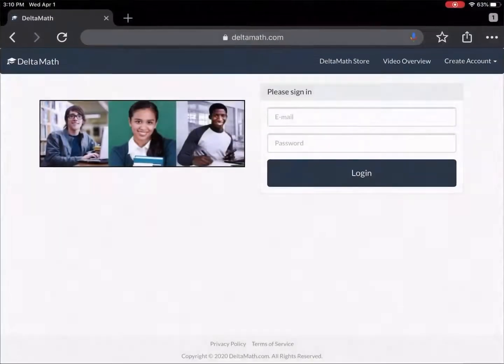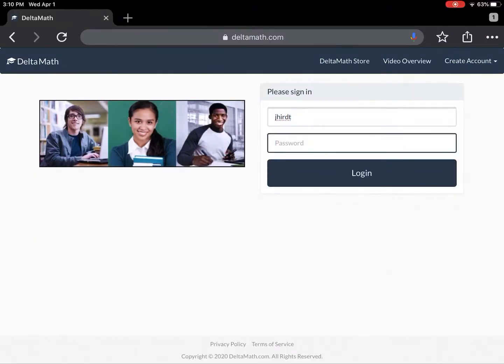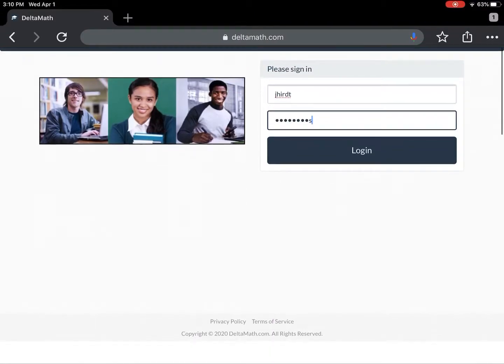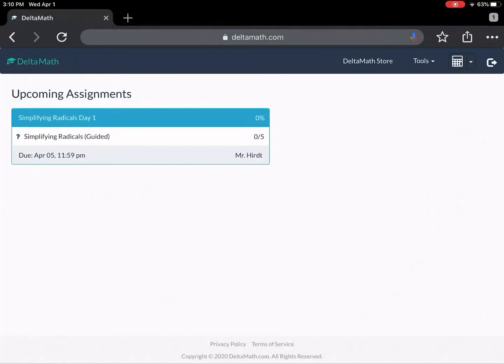Okay, so we're going to go into Delta Math. This was the website we looked at in the last video, how to join. That video now has text. So you're going to type in your username and your password. Okay, I'm putting in mine here. You're going to click login, and if you remember, we see that first assignment is up. So now we've got Simplifying Radicals Guided. Not due until Sunday at midnight, but we have that assignment up there.